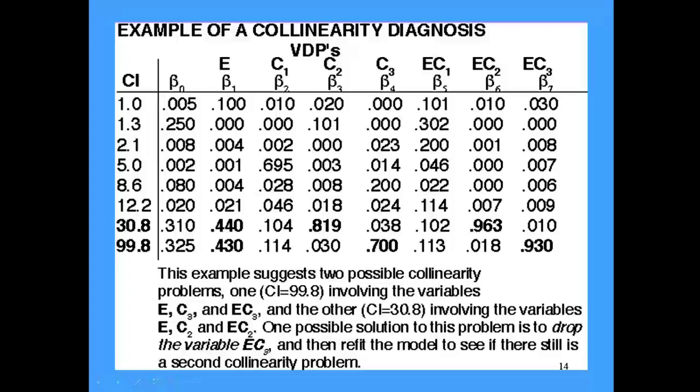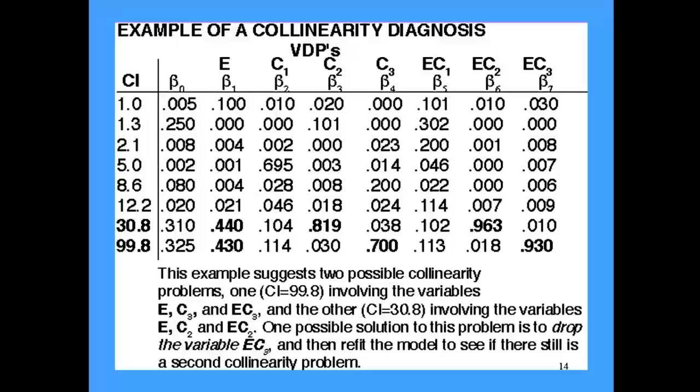And then I'm going to look for the largest condition index among the seven variables that I have. I've dropped EC3. And if the largest condition index is larger than 30, then I've got a second collinearity problem that I'm going to try to look at. But if the largest condition index after I drop EC3 is a lot less than 30, I've done my job. I've taken care of collinearity by dropping the one that's causing the problem. That's how you do it, okay?